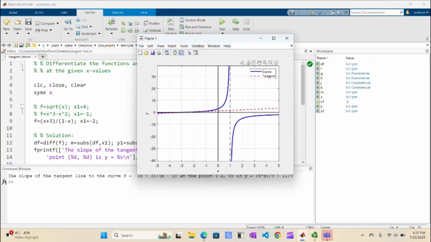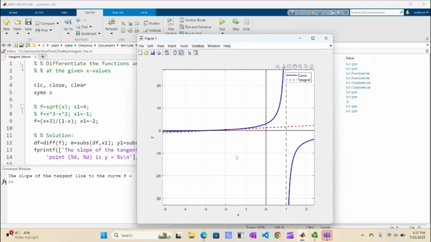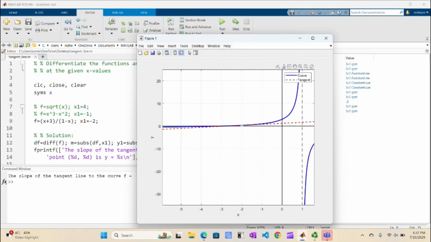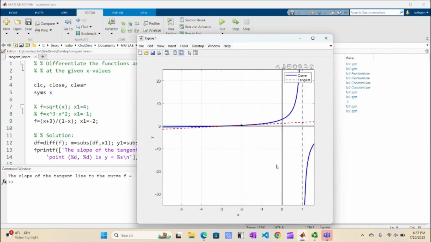All right, so this is at the point, let's make this bigger. So at that point, looks like 0, -2, we get that slope. And this is our point here. The curve is right there, and the tangent line is kind of horizontal, but it's not 0. We have the value for it. It's 4x over 9 plus 11/9. That's the function and the tangent line. All right, so this is how we compute the equation of tangent lines and find the slope of tangent lines and take derivatives. Thanks for watching.